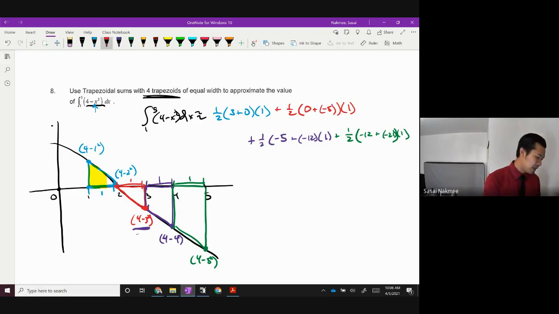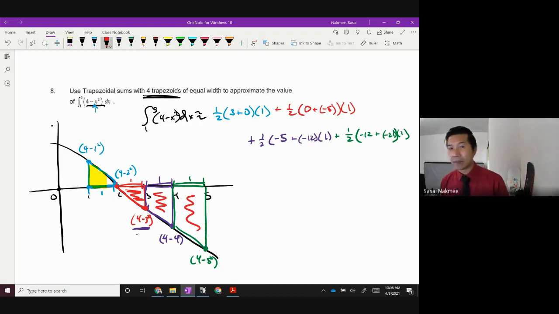But hopefully that makes sense, right? You're going to calculate the area here. These are all going to be negative areas. Your answer should come out to be negative as well. If you want to double check your answer, I think it's going to come out to like negative 26. I could be wrong, but it should be around there. All right. That was number 8.